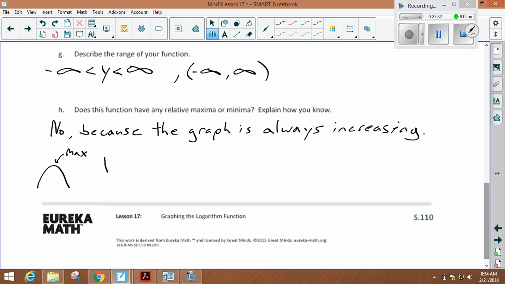Also, a minimum occurs at a point like that, where our graph changes from decreasing to increasing. It was decreasing and then it began increasing. This one, it was increasing and then it began decreasing. And if there are no points where either of those cases are occurring, then it must be the case that there are no relative maxima or minima. Cool. We'll leave it at that and we'll finish the rest.